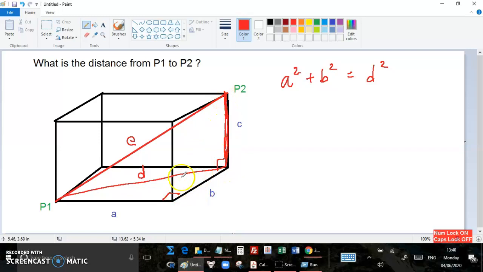Okay, well, now that we know a way to figure out d squared, now we can go to this vertical right triangle, and we can say by Pythagorean theorem that c squared plus d squared, oops, hold on here, I wrote my d backwards. All right, so c squared plus d squared equals the diagonal that we're looking for, which is e squared.